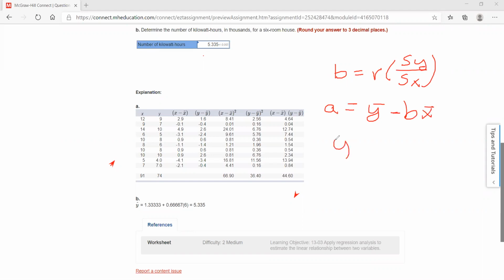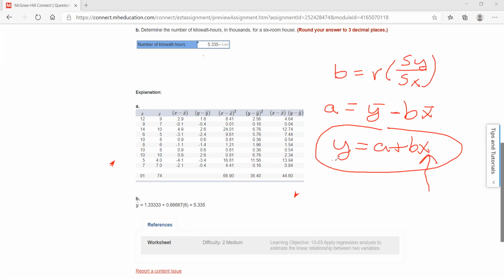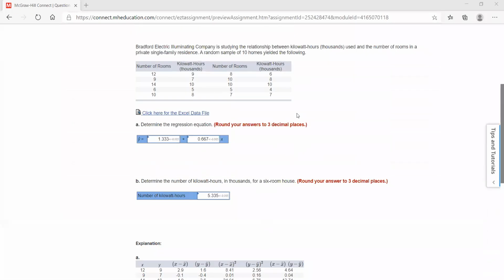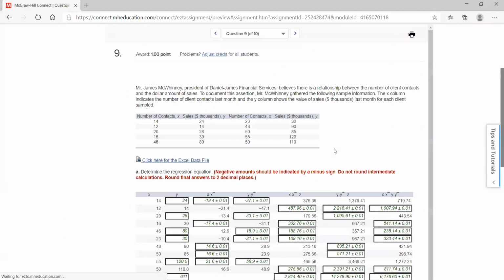Once you figure out those, you can get y equal to a plus bx. That's the equation you want to get to, and then whenever you plug in any number for x, that's going to give you the y outcome. All right. I think you got it. This is number 8. You've got 2 more of these.